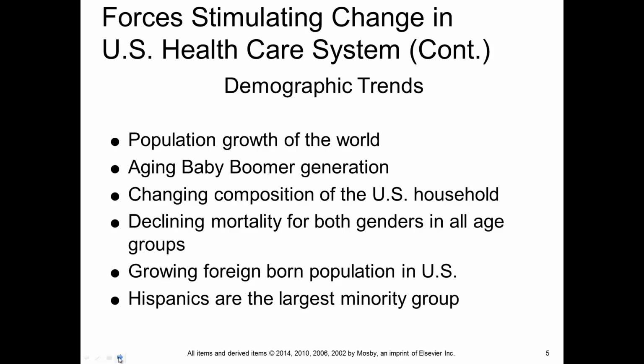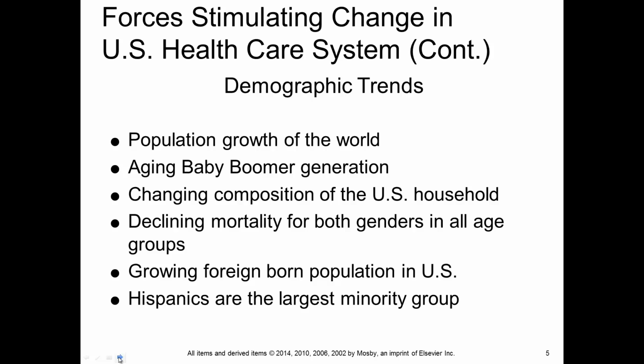Okay, forces stimulating change, so just to talk about those a little bit more, specifically the demographic trends. We have increased fertility and decreased mortality. The replacement rate is that as many people are being born as are dying, and so we have more that are being born than we have deaths. So the population growth of the world continues to steadily increase.